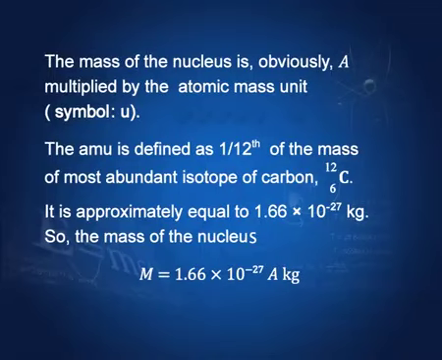The mass of the nucleus is obviously A multiplied by the atomic mass unit U. You remember, I told you that I will define this a little later. U is what is known as the atomic mass unit. How do you define that? The atomic mass unit is defined as 1/12th of the mass of the most abundant isotope of carbon, that is carbon 12. It is approximately equal to 1.66 times 10 to the power minus 27 kilogram. I told you it is approximately equal to the mass of the proton.